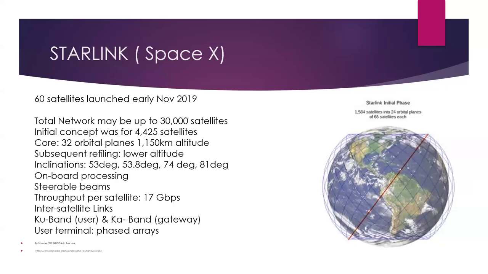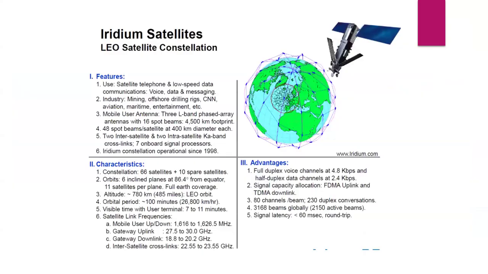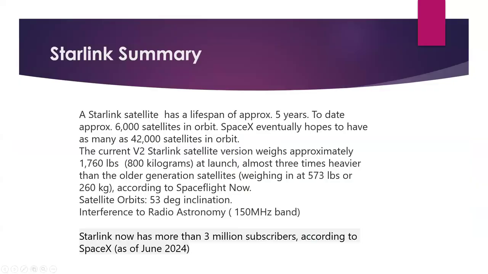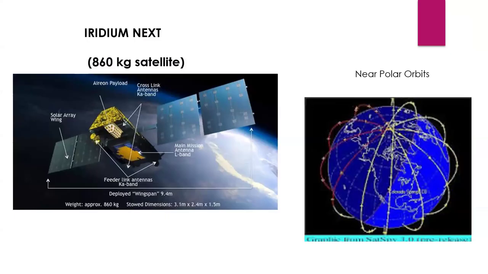And I put a note here. There is a book, I remember reading this a few years ago, called Eccentric Orbits, where they tell the story of this whole thing. It's very interesting because this $60 billion thing, somebody bought for a few million dollars and basically resurrected the whole business and made it profitable. And now they have what's called Iridium Next, which has this nice antenna with Ka band feeder links and cross links.